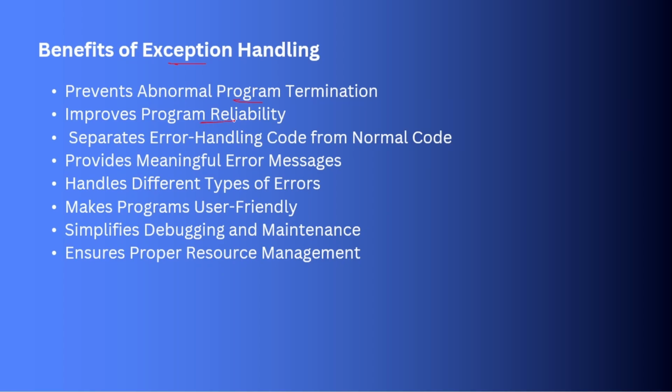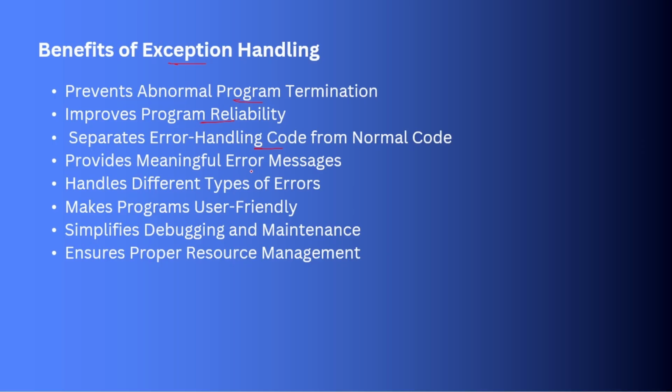Then it improves program reliability. The program becomes more reliable because unexpected errors are detected and handled properly, reducing the chances of program failure. Then it separates error handling code from normal code. Exception handling separates the code for handling errors from the main program logic. See, all the code where exceptions can happen is written inside the try block, and then in the separate except block, we mention all the exceptions. So we are separating error handling code from normal code. It helps in making the program easier to read, understand, and maintain.